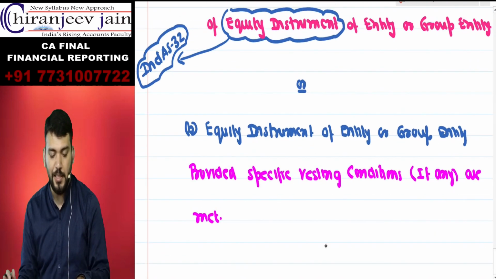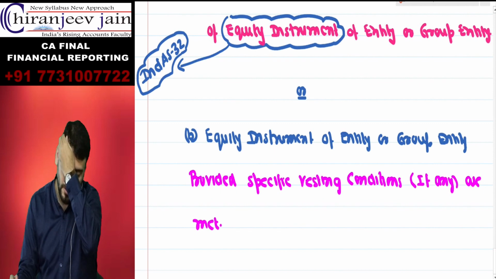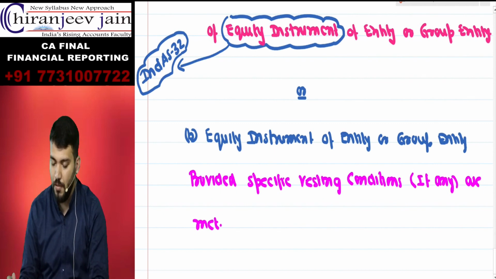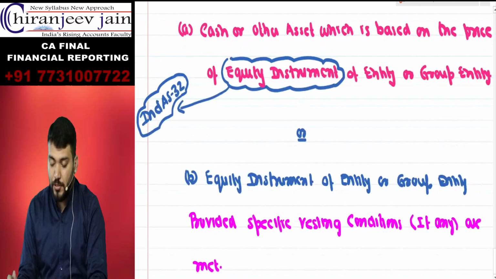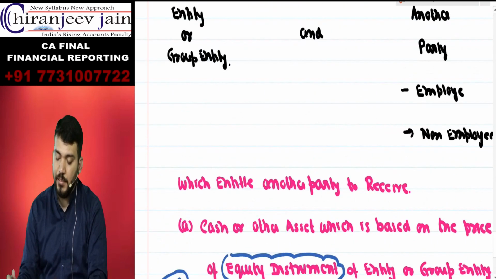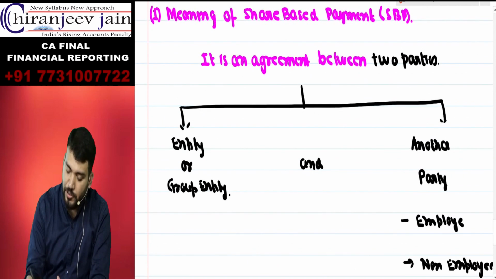So this is the definition. Let us understand what they want to say. Written? So what they want to say is that it is an agreement. So agreement means contract.